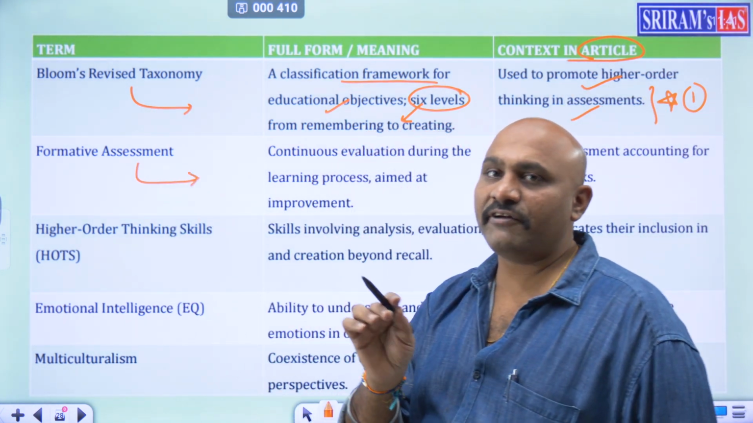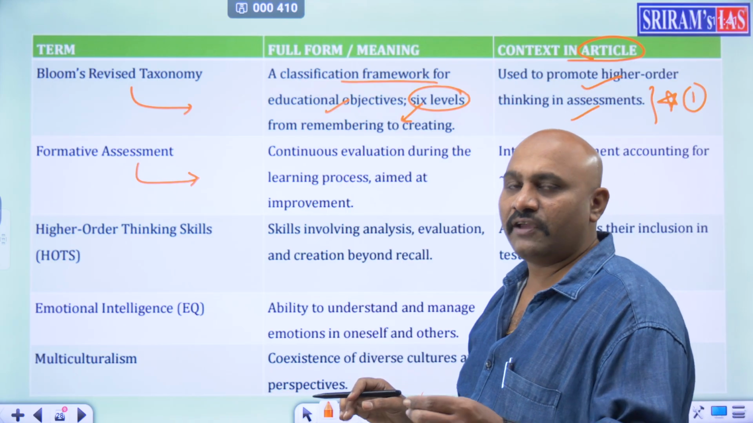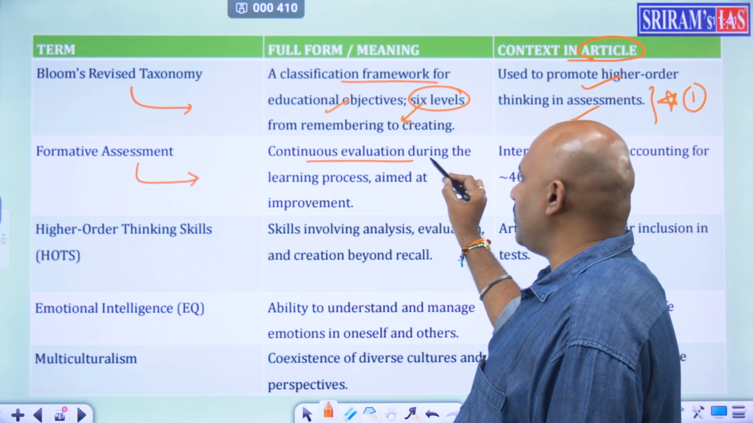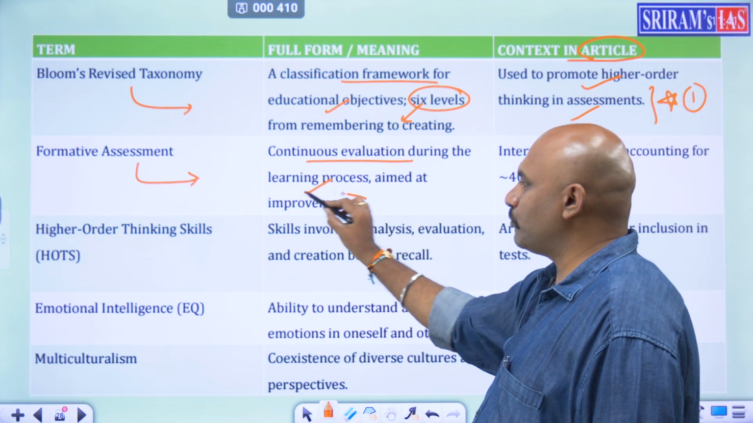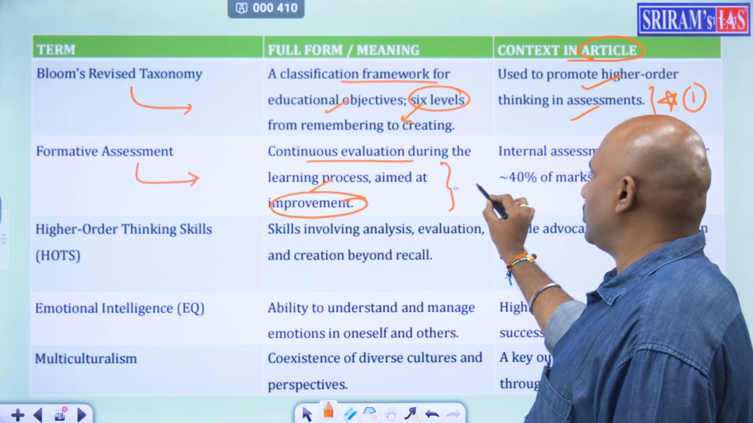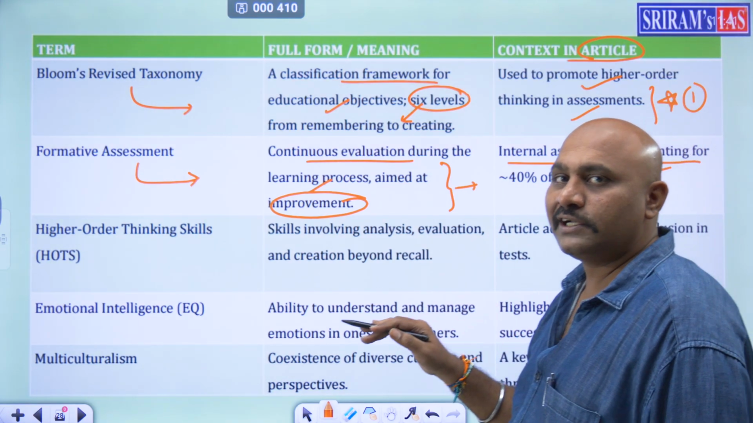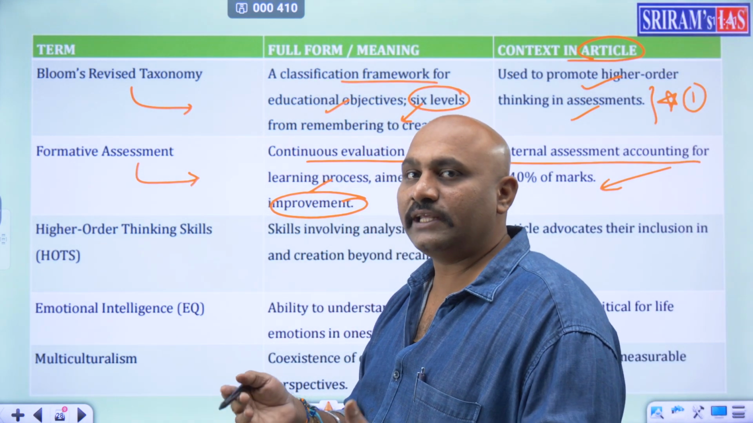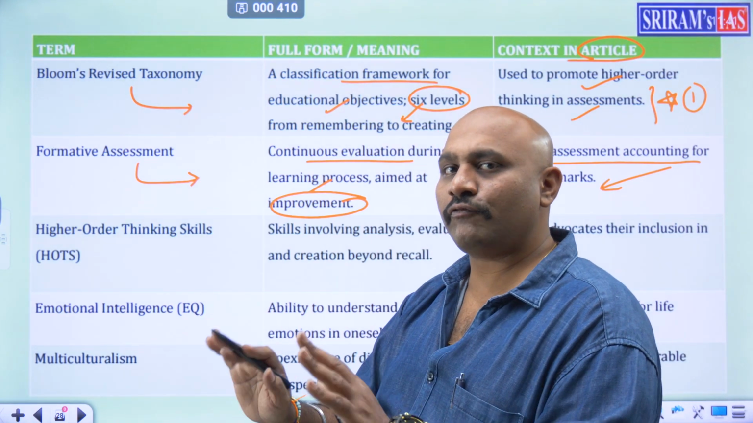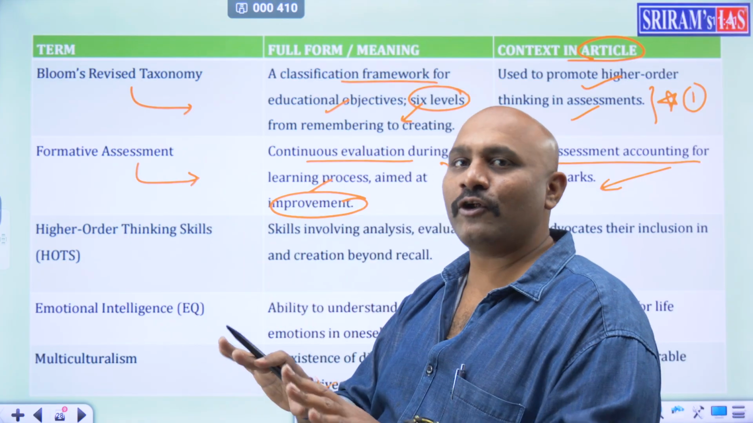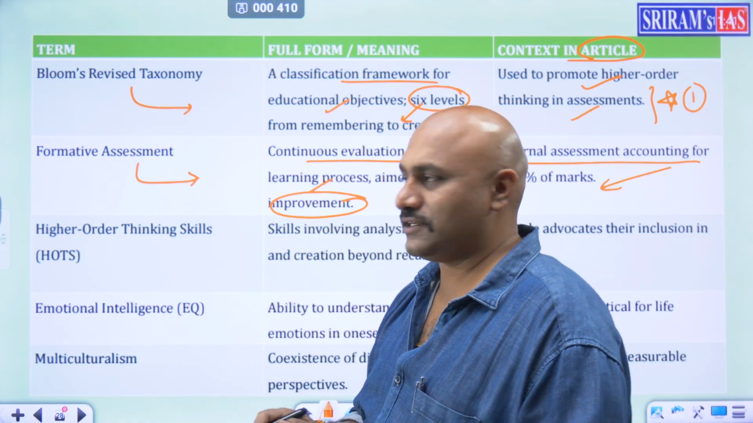So using this higher order thinking as well as assessment చేయొచ్చు. Formative assessment test, FAs అంటారు ఈ మధ్యన. FA test 1, FA 2, FA 3 అంటారు కదా, formative assessment. దానివల్ల continuous evaluation during the learning process aimed at improvement. This is the definition of it. So internal assessment accounts for 40% of the marks. But those internal marks are given by the teachers so that they can save face. So out of 40, they give 35, 36, 37 marks like that, irrespective of what kind of project or work the student has done.